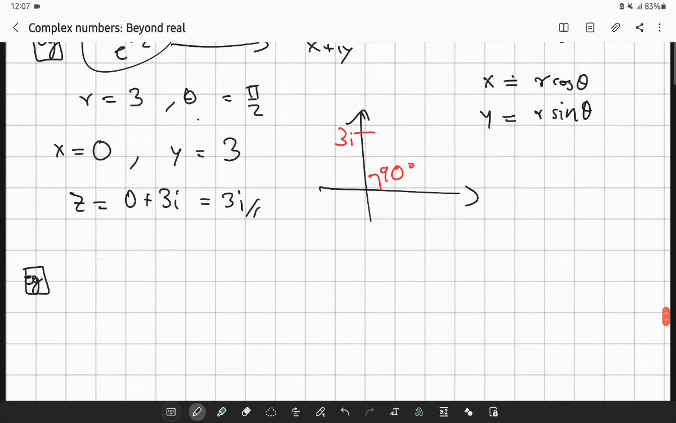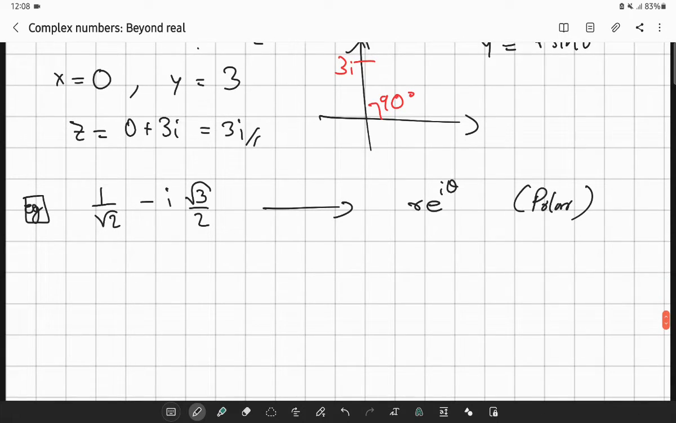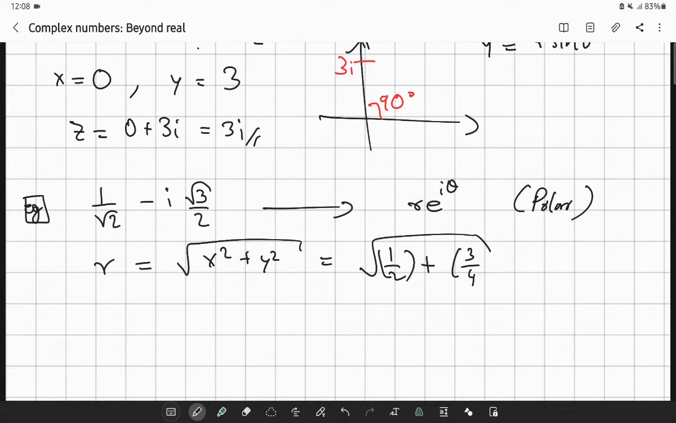In this example, I'm given a number like this: 1 over 2 minus square root of 3 over 2 i, and I want it in the form r e raised to i theta. This is the polar form. They're giving me the standard form and they're asking me the polar form. Again, I go back to my definition. r is square root of x squared plus y squared, where x is this, y is this. So I'll have square root of 1/2 squared plus 3/4, because root 3 over 2 squared is 3/4.